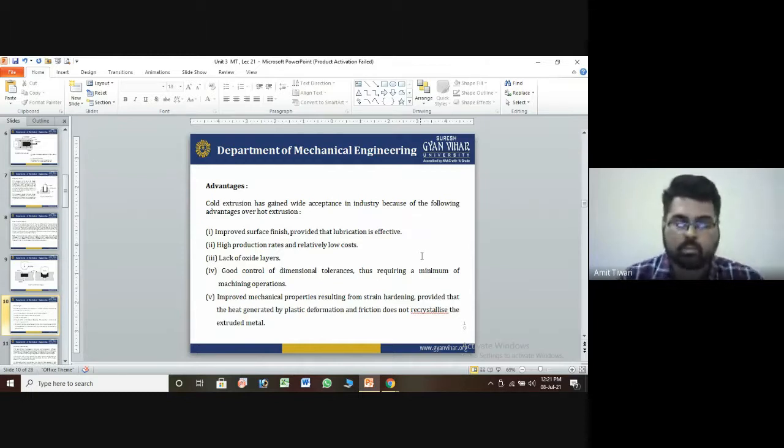So the heat generated by the plastic deformation, that means the friction does not restrain the extrusion of the metal. These are all fundamental advantages we require to improve the quality of the material, as well as the process parameters, which are not affected by the material quantity. So these are some of the advantages of the cold extrusion process.